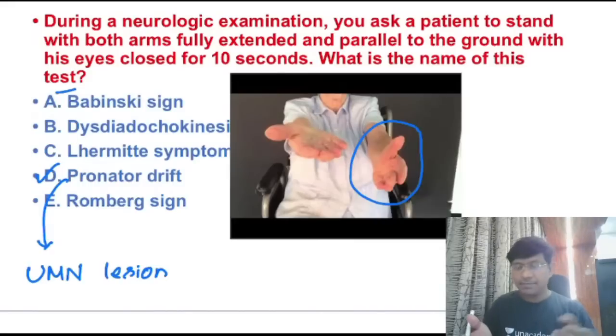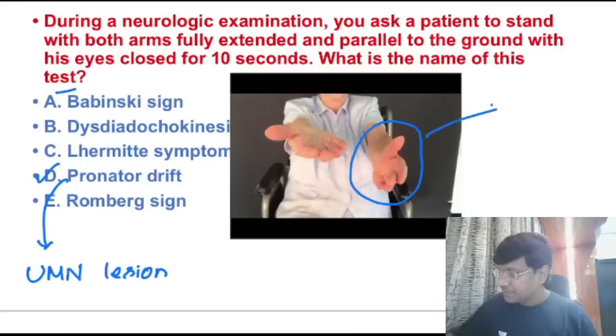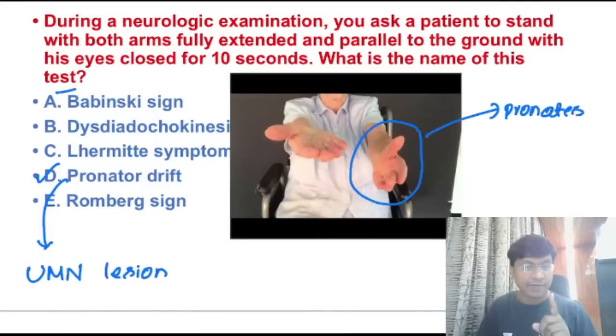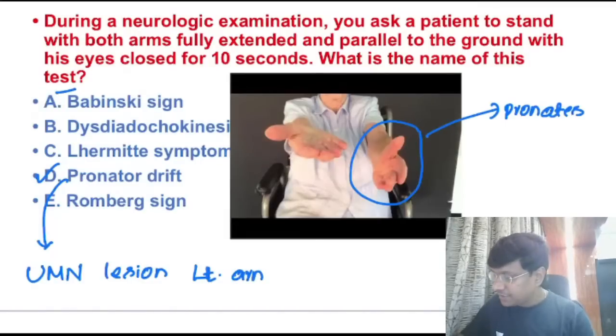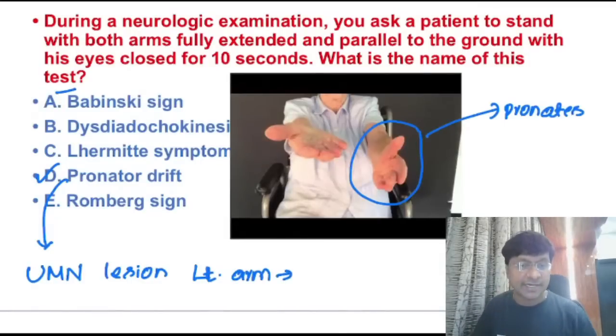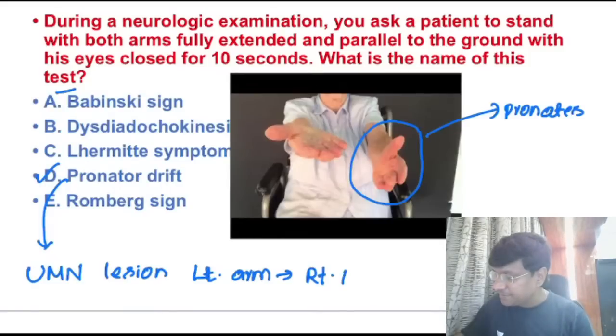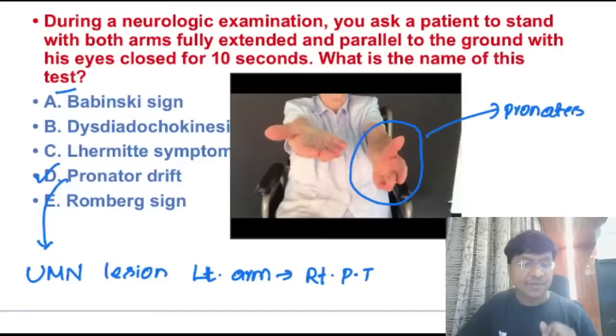If a forearm pronates, with or without downward motion, then the person is said to have pronator drift on that side, reflecting a contralateral pyramidal tract lesion. Which arm of the individual is undergoing pronator drift? That is the left arm. So when the left arm is undergoing pronator drift, which side is the pyramidal tract lesion on? It is the right pyramidal tract lesion.